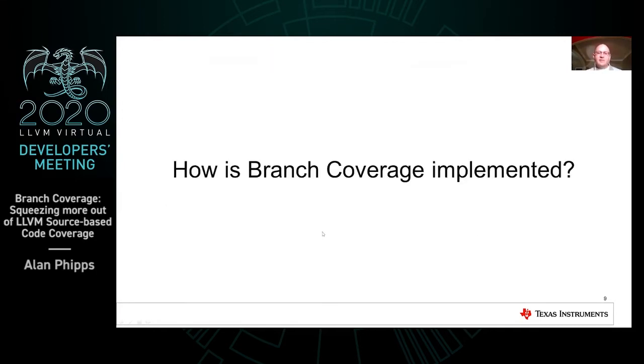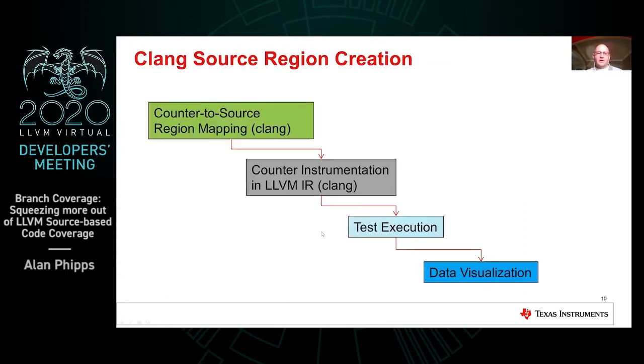So how did I implement branch coverage? Recall the flow here. The first thing I had to do was look at the counter to source region mapping and determine whether or not I needed to do anything special here. This happens when regions are created based on a walk of the abstract syntax tree representation in Clang.